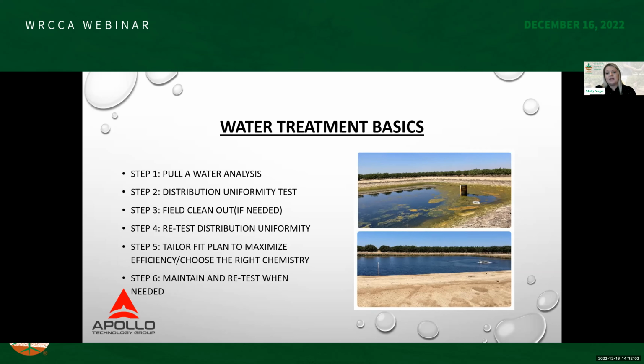And the next would be to maintain and retest when needed. By maintain, you're probably going to want to recommend a maintenance product, or sulfuric acid if you've got high bicarbonates, or a hydrogen peroxide product if you have bacteria present in the water. And then retest when needed. Again, when I talked about the well levels dropping, retest the water as often as you feel is needed and the grower feels is needed.